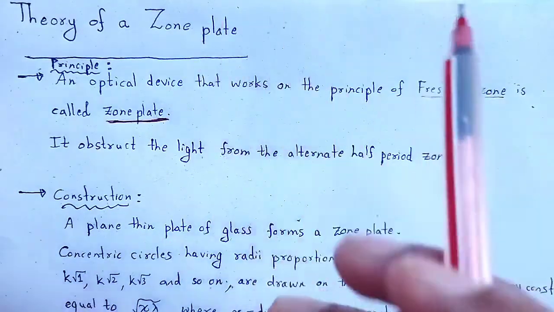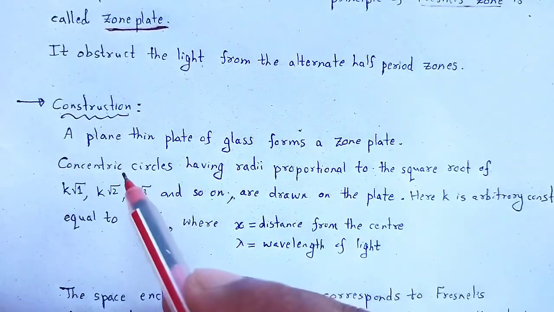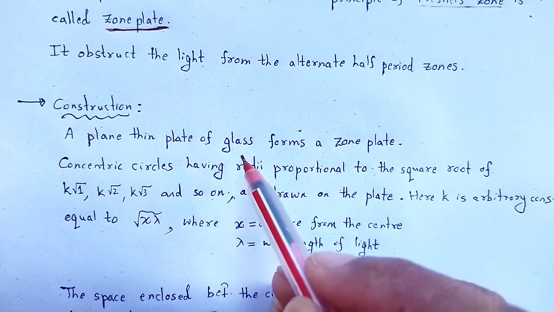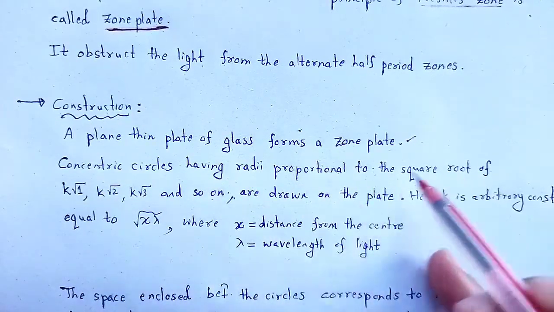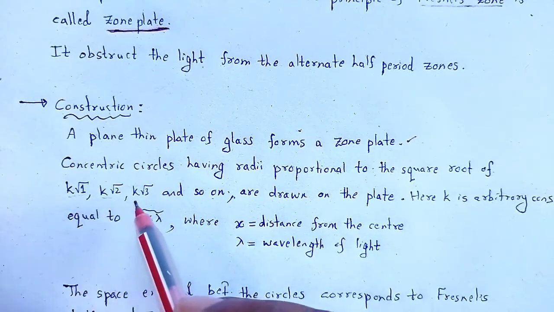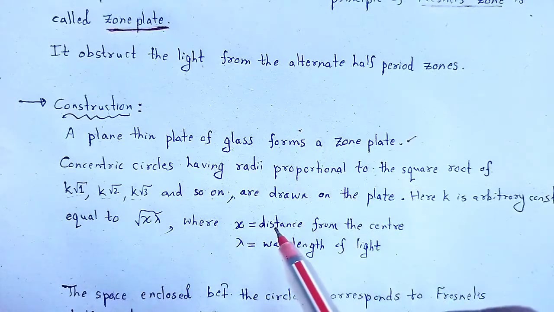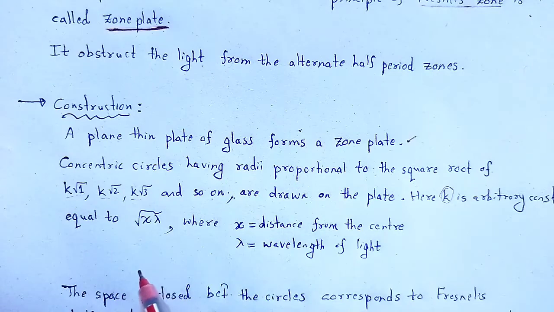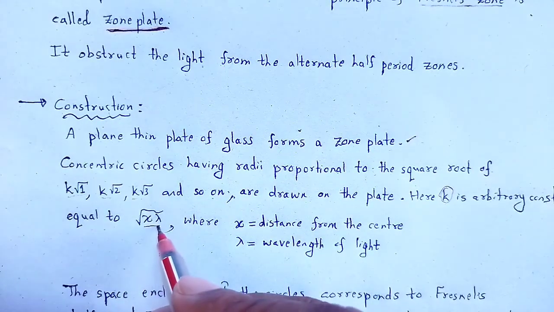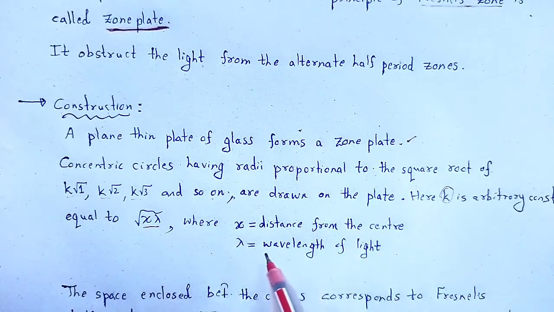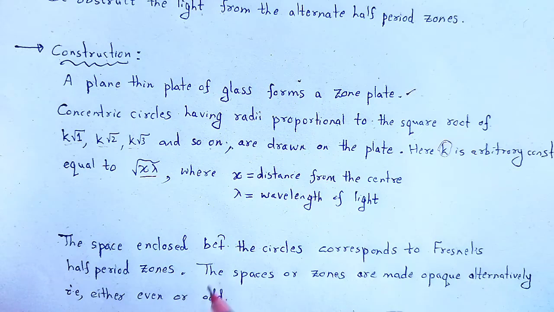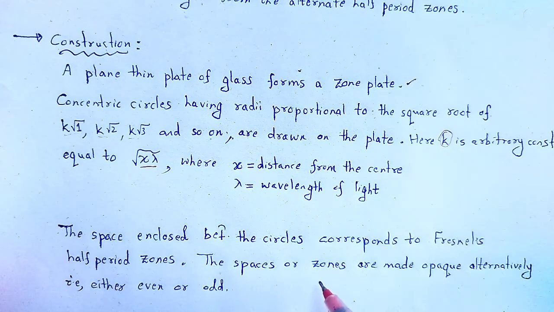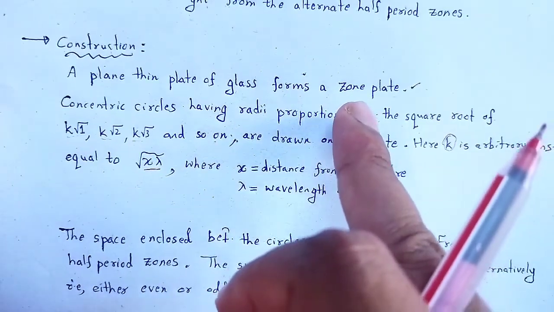How do we construct the zone plate? A plain thin glass plate forms a zone plate. Concentric circles having radii proportional to the square root of k, that is k under root 1, k under root 2, k under root 3 and so on, are drawn on the plate. Here k is an arbitrary constant whose value is equal to under root of x into lambda, where x is the distance from the center and lambda is the wavelength of light. The space enclosed between the circles corresponds to Fresnel's half period zones, and the zones are made opaque alternately, either even or odd. Let us construct the zone plate.